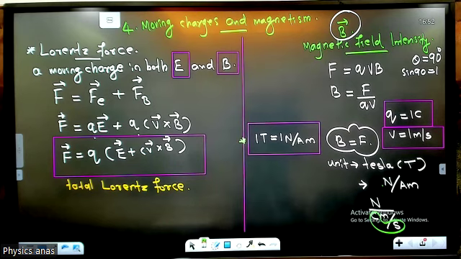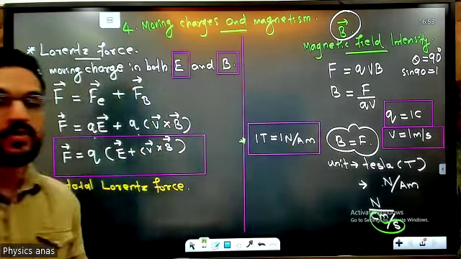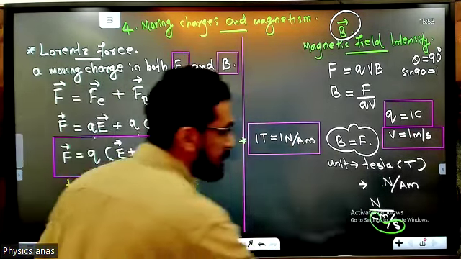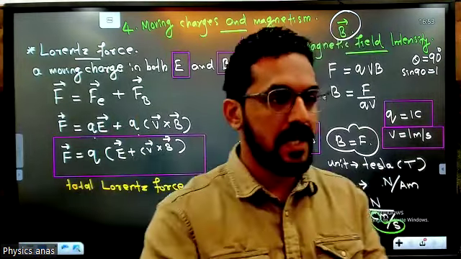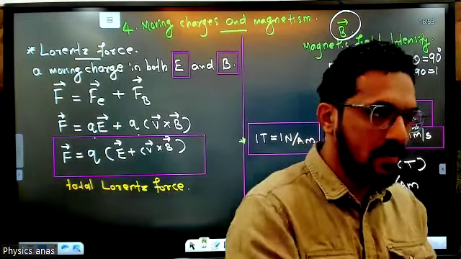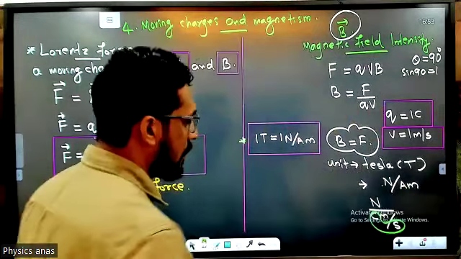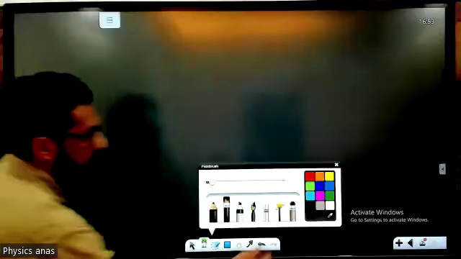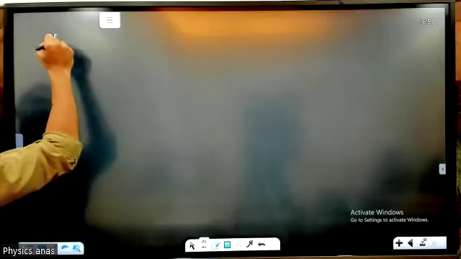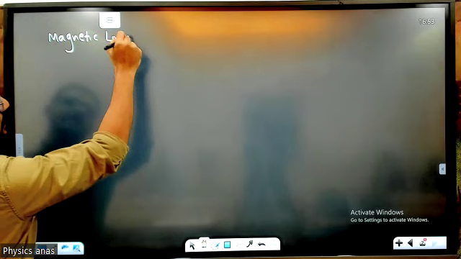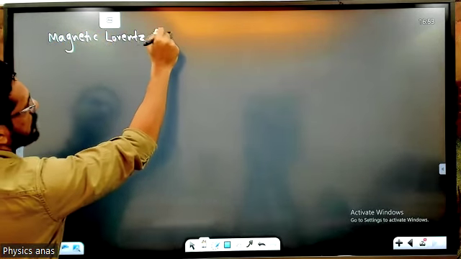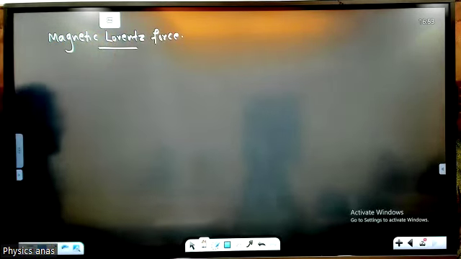Okay? Did you understand that? Okay. Then we are going to study magnetic Lorentz force in detail. In this chapter, we will be studying about the magnetic Lorentz force or magnetic force. Let's see what this magnetic Lorentz force is all about.